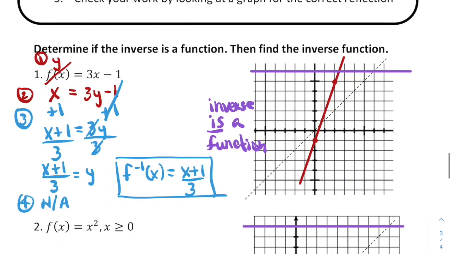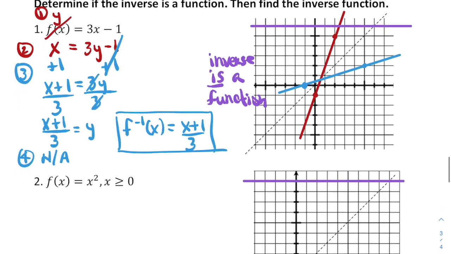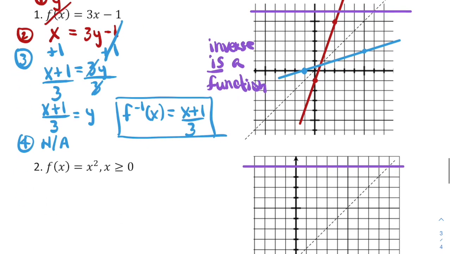So if we go back over here, I have -1, 0, and I have 5, 2, and I can draw my graph. And that's what my lines look like. Again, the inverse is a function. We determined that at the beginning. So this was step number 5, plotting the graph.